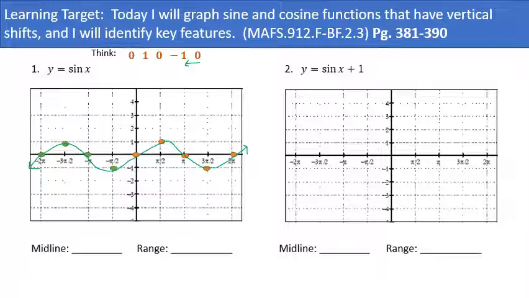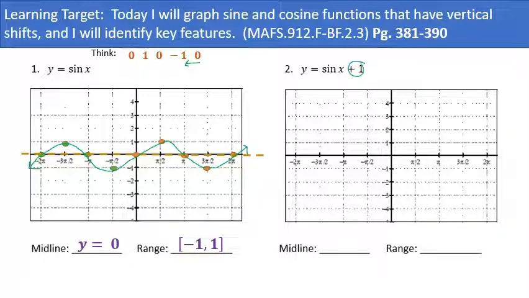So now they ask us for two things: one, the midline, and two, the range. The midline is the line that's in the middle. If it's a parent function, that midline is going to be right there at y equals 0. The range: highest point's +1, lowest point's -1, easy peasy. Now, look at what happens in number 2. In number 2, we have a vertical shift. Well, what is that vertical shift? Yeah, it's +1.